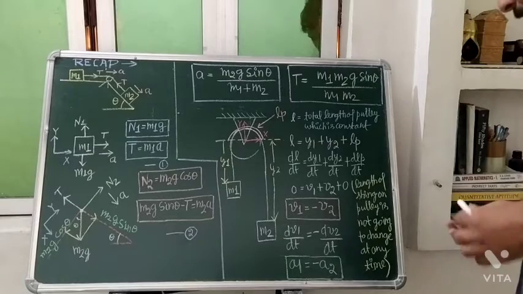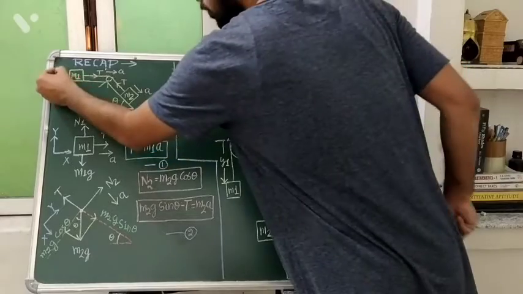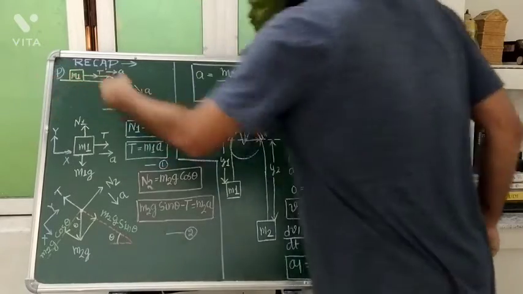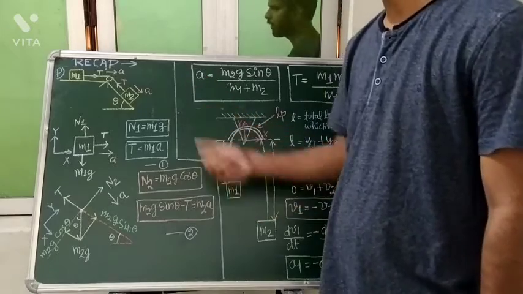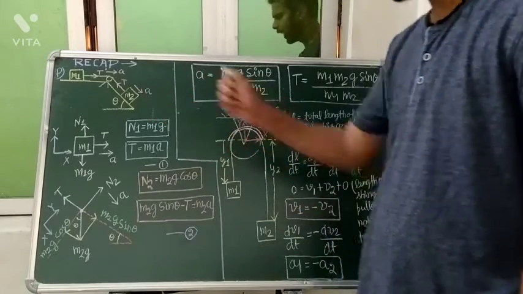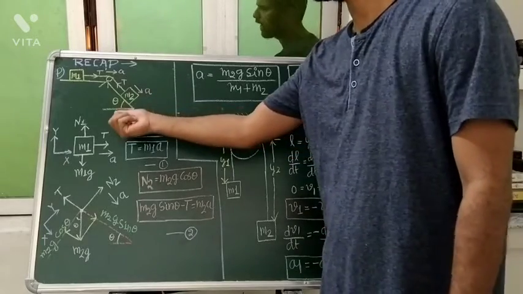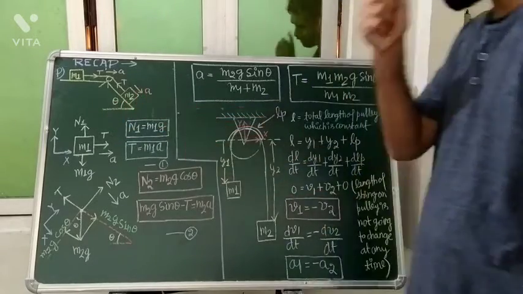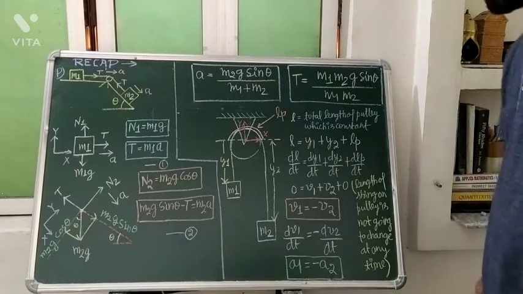In the previous video, we had a problem, and that problem was something like this. A mass m1 was resting on a horizontal surface and mass m2 was present on an inclined surface with the ground, which was at an angle of theta. I have told you the way of solving it.